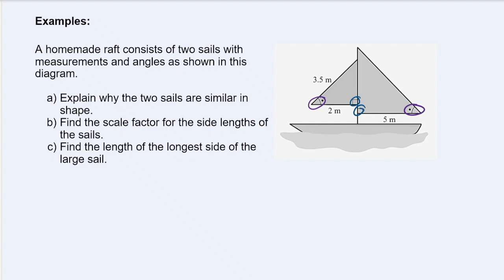So for question A, our answer is 2 pairs of angles are equal. So that's the answer for A. Quite simple, quite easy. Don't need to get too bogged down in that one.